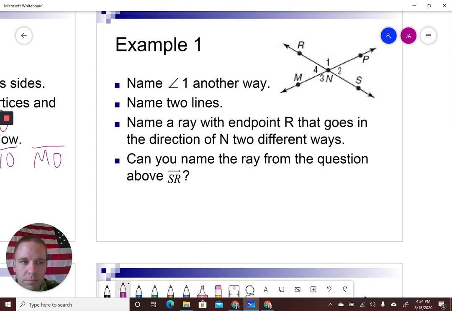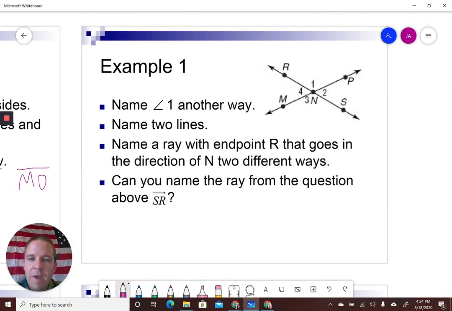All right. So it says name angle 1 another way. Well, another way to name angle 1 would be with my 3 points that are on it, right? So I'd have my point on one side of the angle, my vertex, which is N, and then the point on the other side. There we go. There's RNP. Awesome. Name 2 lines. So we could have line, let's say, RS, right? That is this guy right here. And I could say maybe, how about MN, which could have been named as MP. That would be the other line right here.